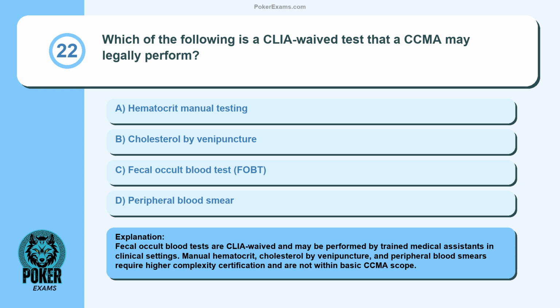Fecal occult blood tests are CLIA waived and may be performed by trained medical assistants in clinical settings. Manual hematocrit, cholesterol by venipuncture, and peripheral blood smears require higher complexity certification and are not within basic CCMA scope.